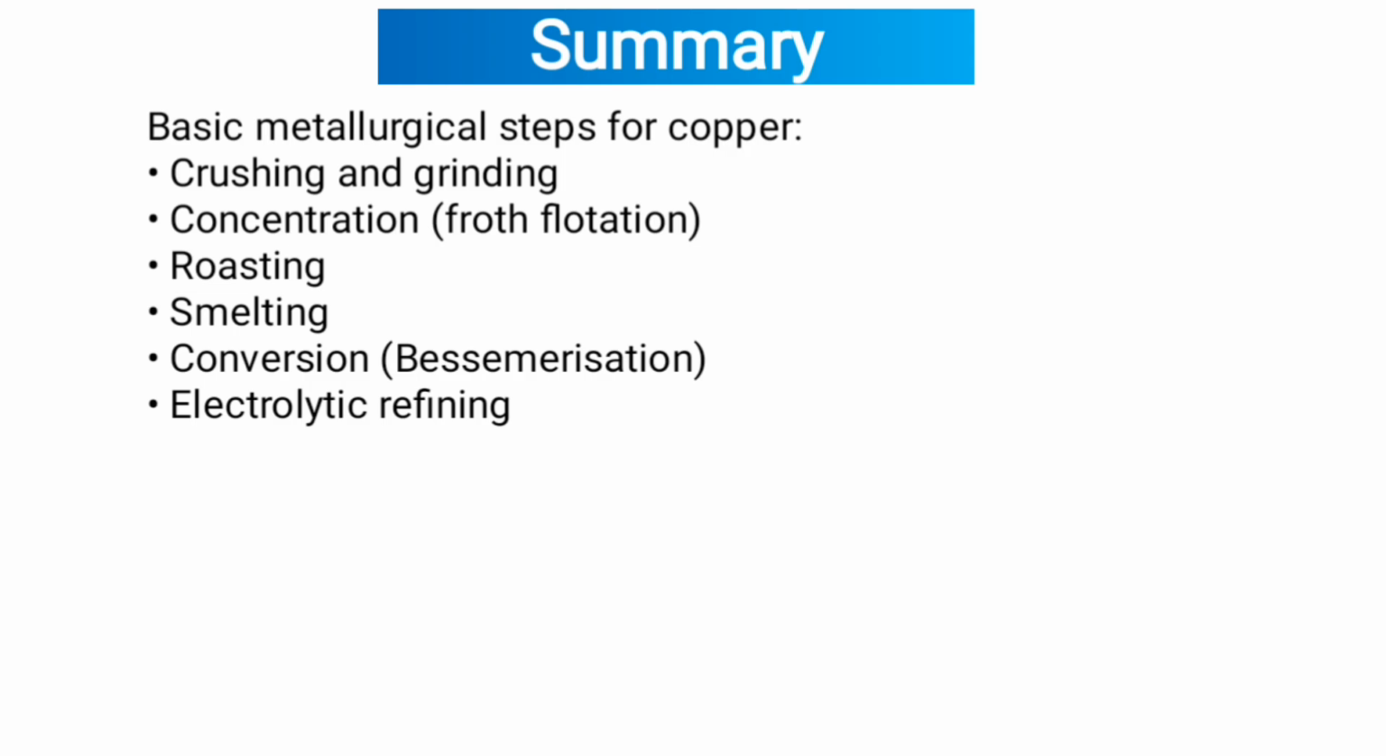Summary of basic metallurgical operation with reference to copper. Basic metallurgical steps for copper: crushing and grinding, concentration by froth flotation, roasting, smelting, conversion, Bessemerisation, electrolytic refining. So my dear student, this is all about today's lecture on basic metallurgical operation with reference to copper.